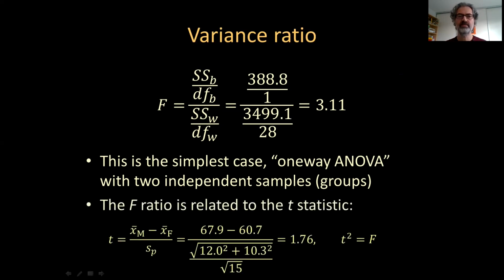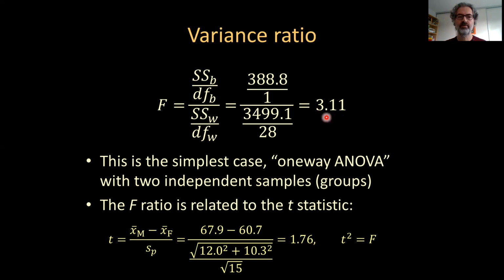Importantly, because this is a two-group situation, we could also have run a t-test. You know how to do this. So the distance between the two means standardized by the pooled standard error, and the t-value for this would have been 1.76. It is no coincidence that if you multiply this by itself, you find this value.